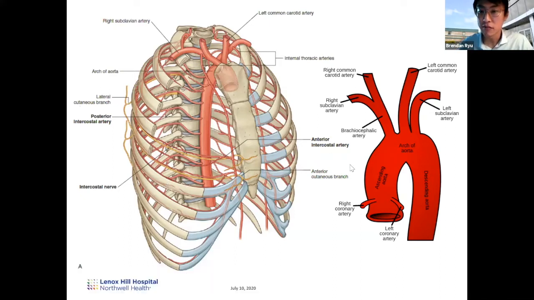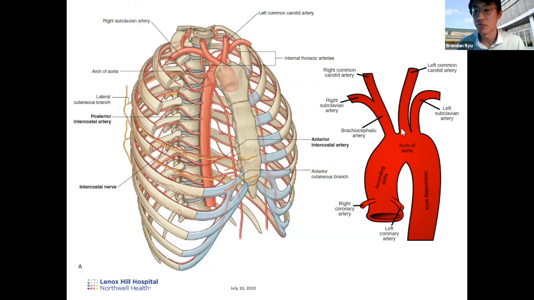So if you see right here, there's a brachiocephalic artery on the right side of the arch of aorta. And in the picture, it's on the left, but you have to realize this is facing us. The patient or the person is facing us. So their left is the actual right, or rather, the left we see is their right.